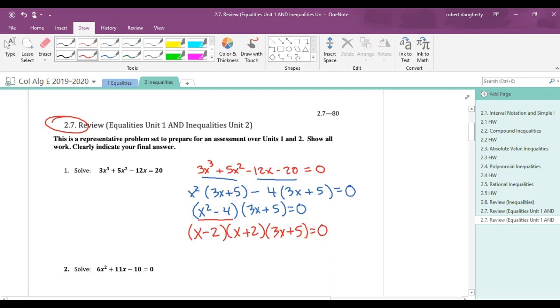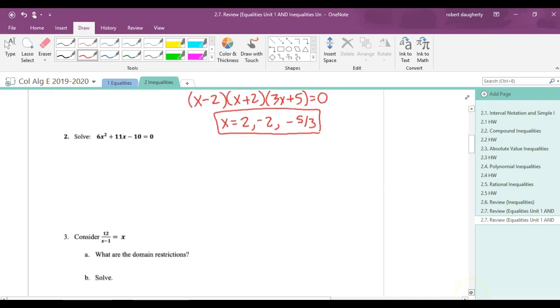But they asked me to solve this. So I set each of these equal to 0. And I would get x equal 2, x equal negative 2, or when I set 3x plus 5 equal to 0, x equal negative 5 thirds. Those are the 3 answers for this problem.